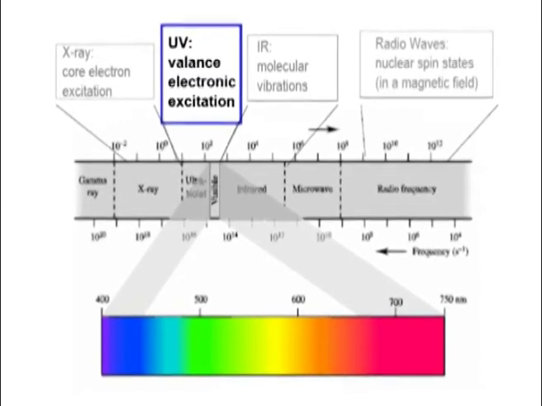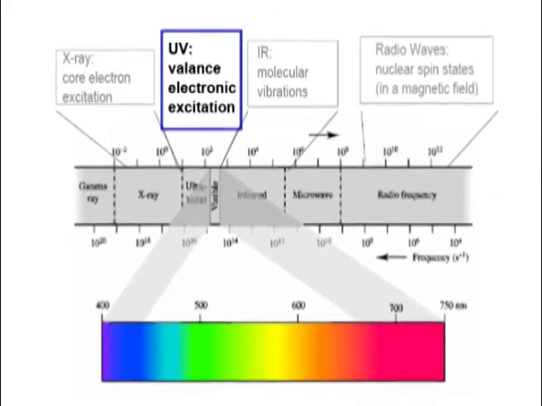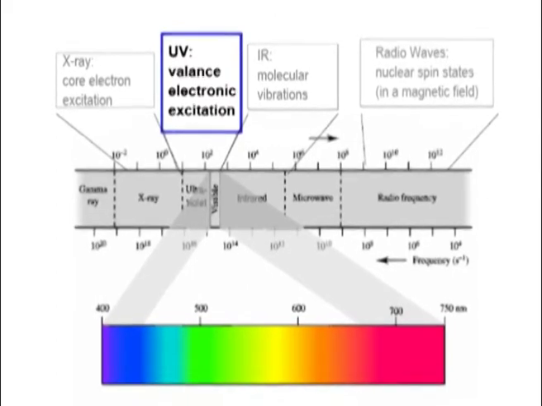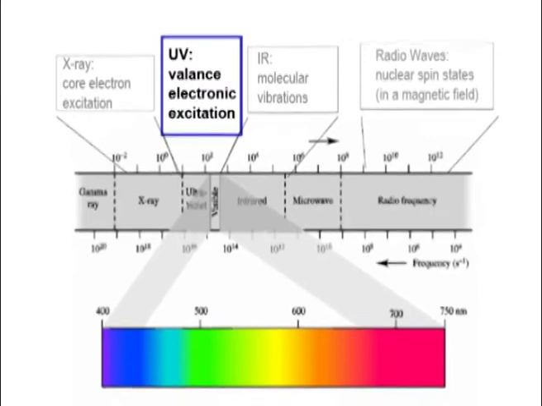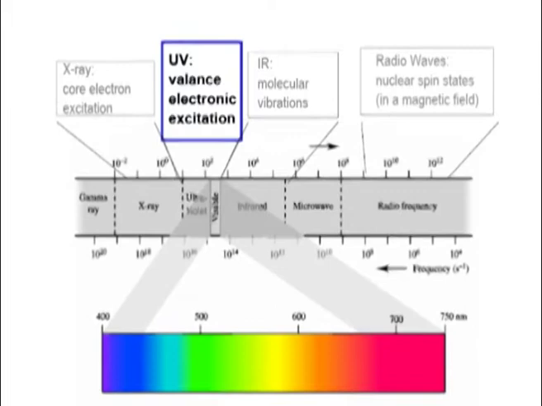We can see the X-ray region, core electron excitation range; UV, valence electronic excitation range; IR, molecular vibrations range; and radio waves, that is, nuclear spin states in a magnetic field. We can also see the visible region in the figure.